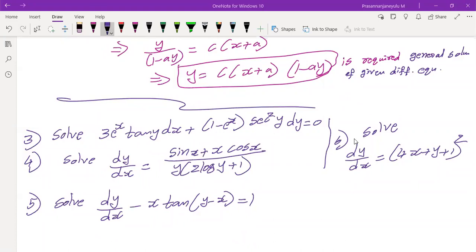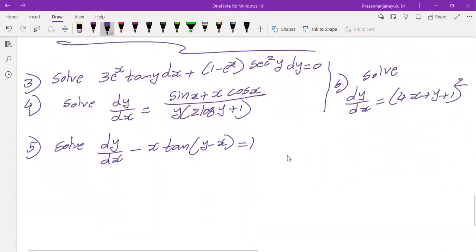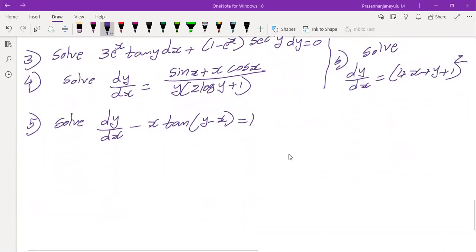And the third and fourth problems, you do it. I am going to explain the fifth problem, and the sixth problem you have to do. Now we are going to discuss the substitution method. What is the substitution method? For example, if you observe the fifth problem, can we separate the x variables and y variables? Yes or no?